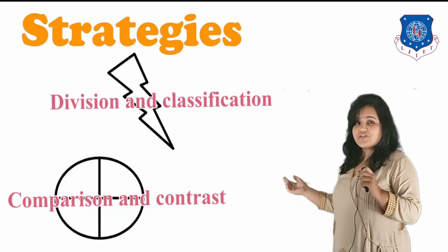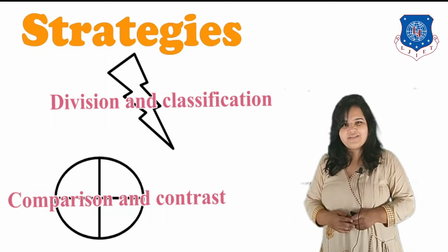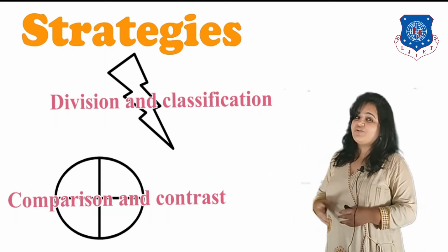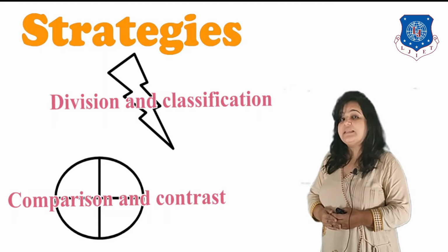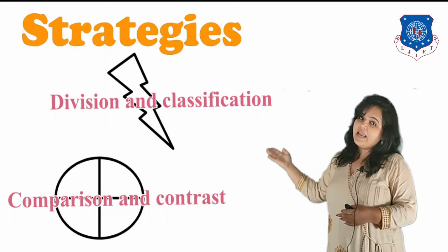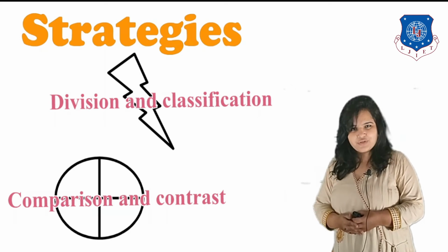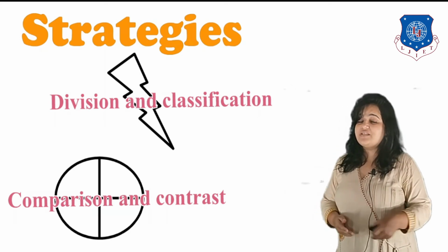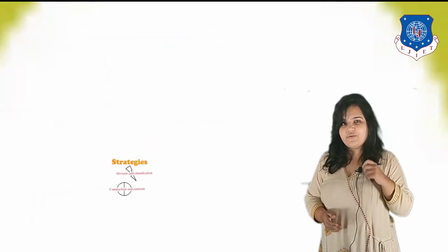Our second strategy can be comparison and contrast. If there are some already available objects or processes, then you can compare or contrast this and give this particular description. These are the two strategies used for describing your object.